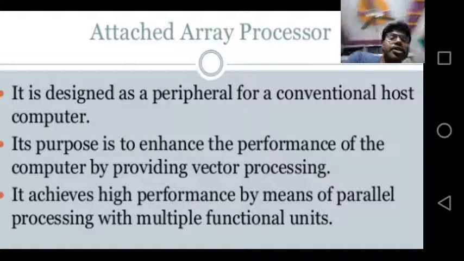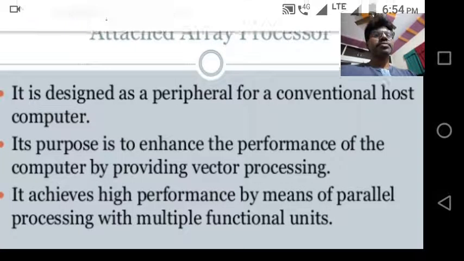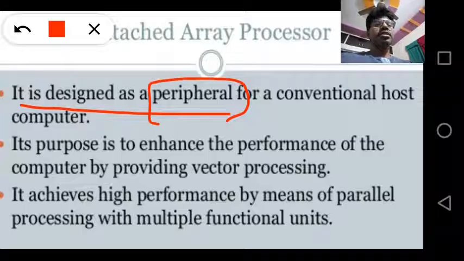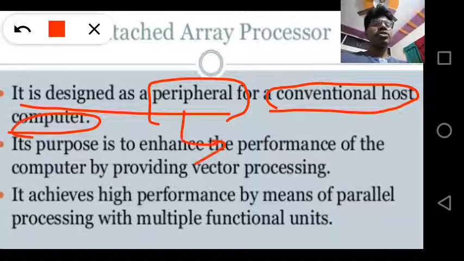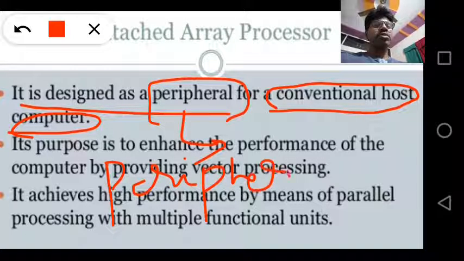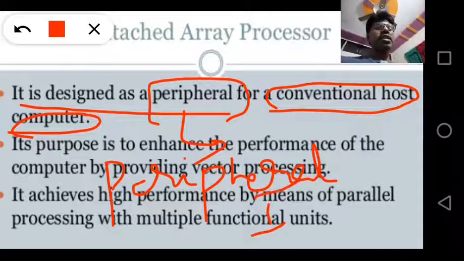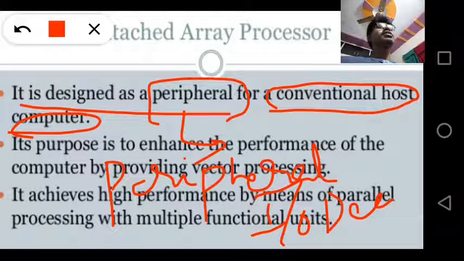The attached array processor is designed as a peripheral for a conventional host computer. All of you know about peripherals. A peripheral means an IO device, something that you can plug and play.